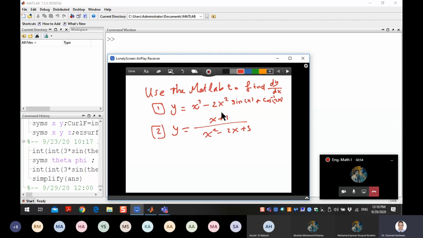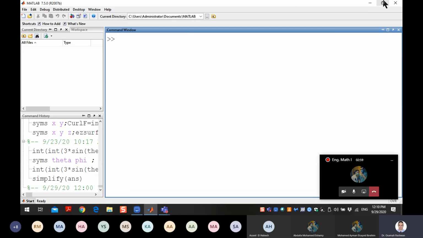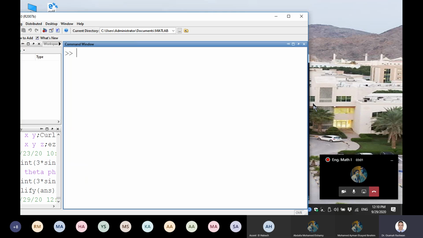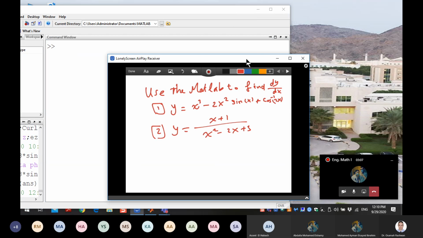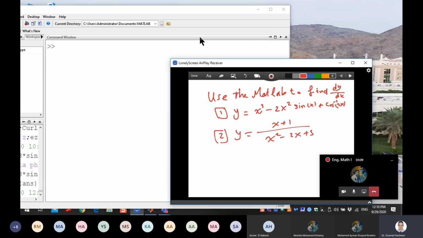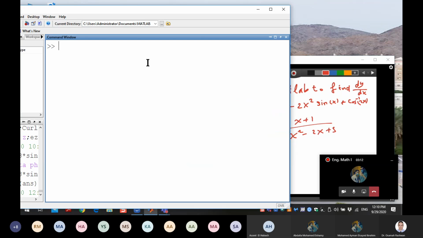First of all, you have to define the variable, the independent variable, right? Okay, so I'll make it smaller. Now you have to define your independent variable. Your independent variable is x, so the command is syms and space x. This is the only space you use in the command. This is to define x as a symbol, and the semicolon stops it from taking any action.